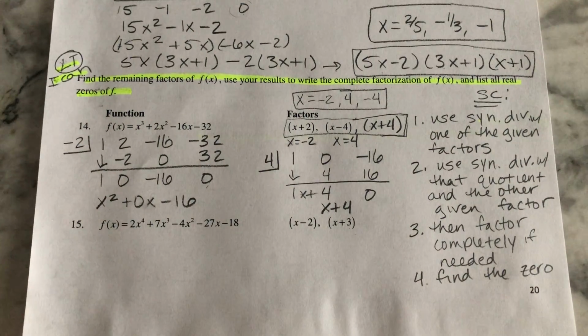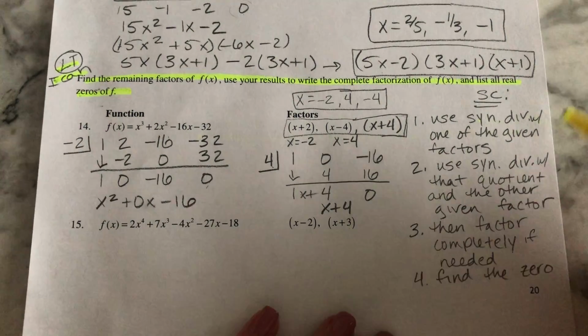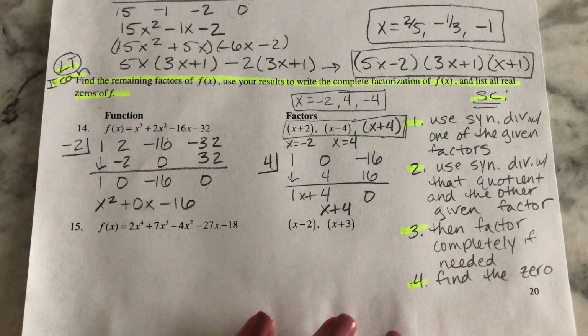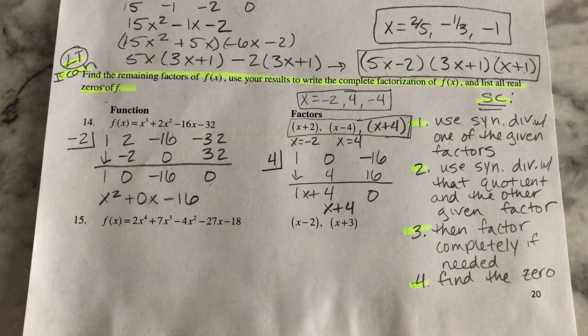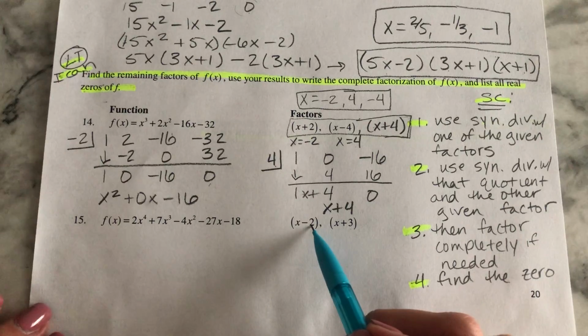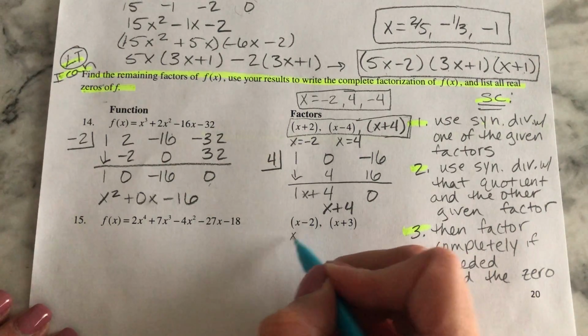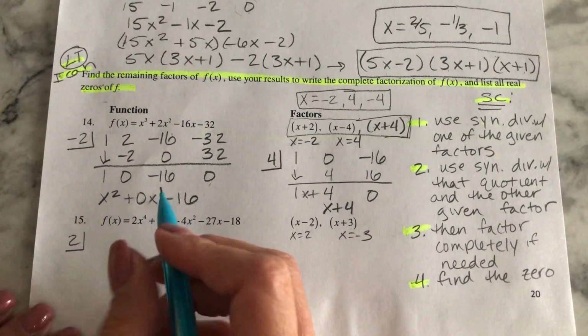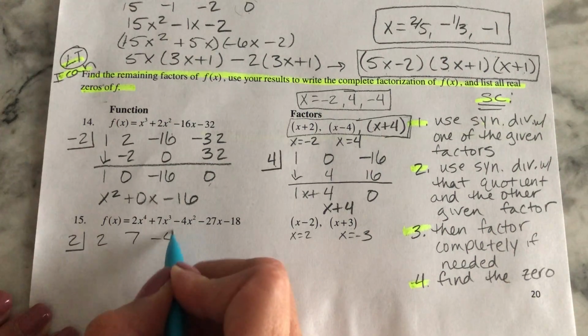All right, go ahead, pause the video, try 15 on your own. Use your success criteria for reference. All right, let's check and see how you did there. So you're going to start with synthetic division using 2 here. Set it up.